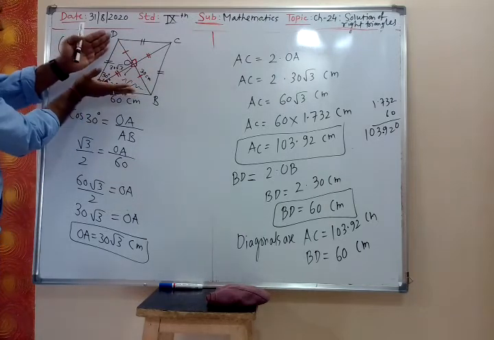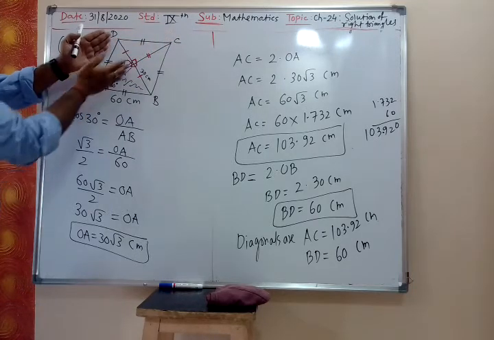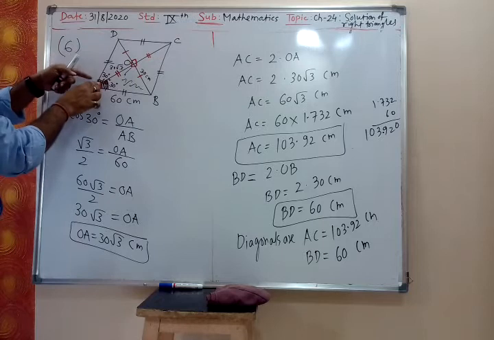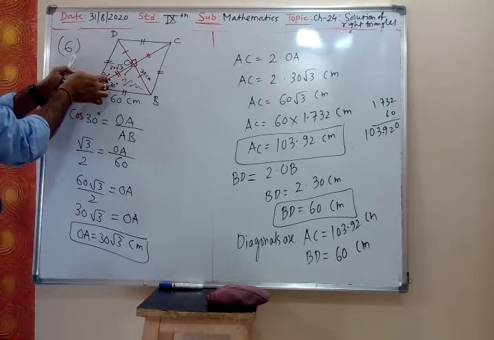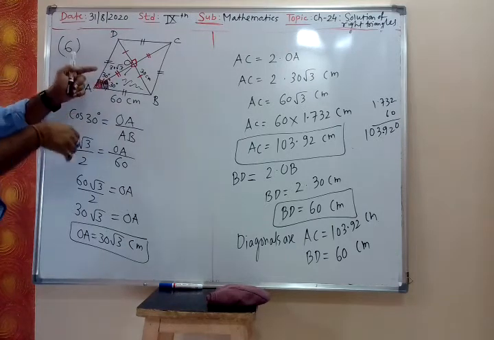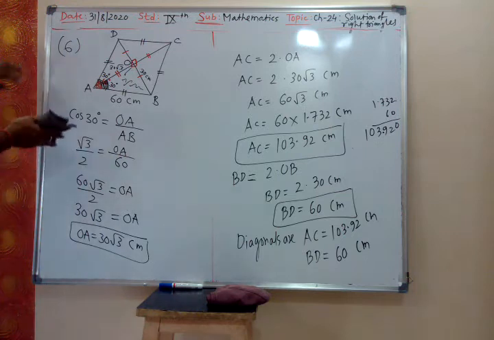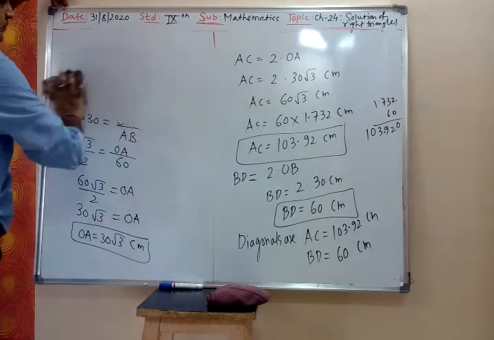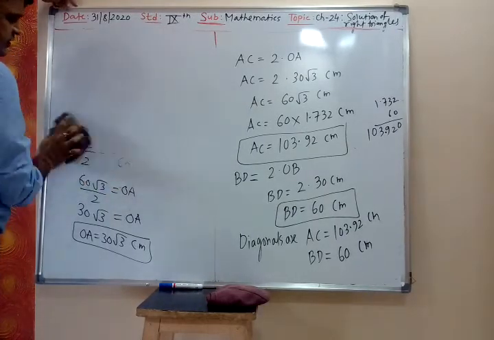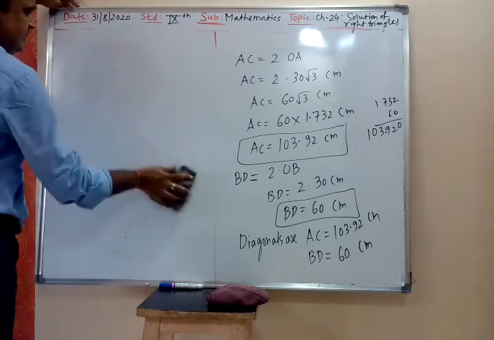Then wherever two sides of a rhombus meet, the diagonal divides the vertex angle. So the complete angle is 60, the diagonal divides it, so half of this will be 30 degree, half of this will be 30 degree. And then we apply the trigonometric ratios, sine, cos, and get the answer. So the diagonals of a rhombus are perpendicular bisectors of each other, and they also divide the vertex angle.